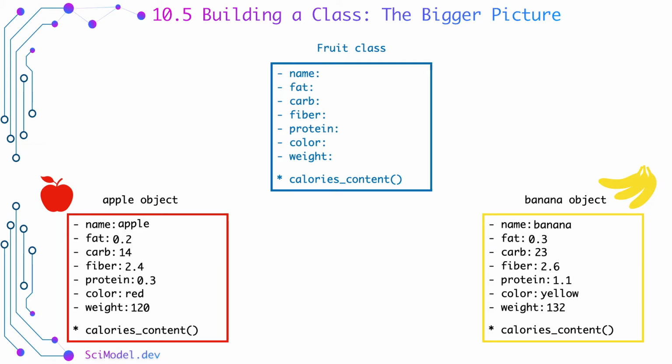As you can see, the class has the same attributes and methods shown in the apple and banana objects, except the attributes in the class are empty and are not defined. This is because this class blueprint will be used to instantiate an object with values for those attributes: name, fat, carb, fiber, protein, weight, and color. When defining a class, it must have a name, so we will call it fruit.